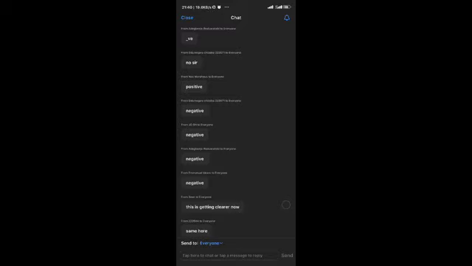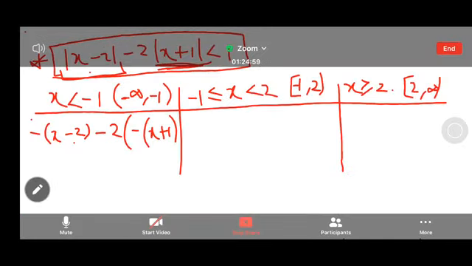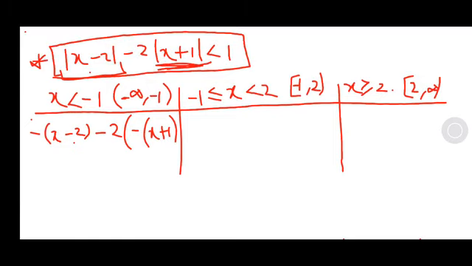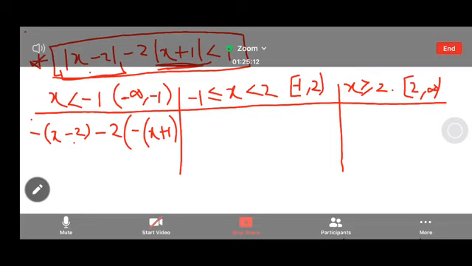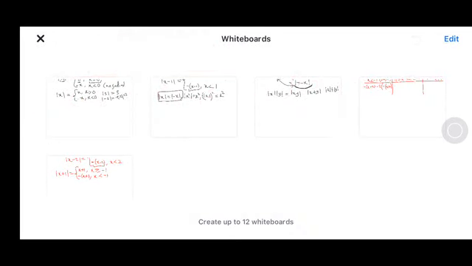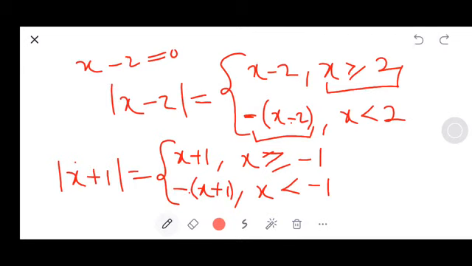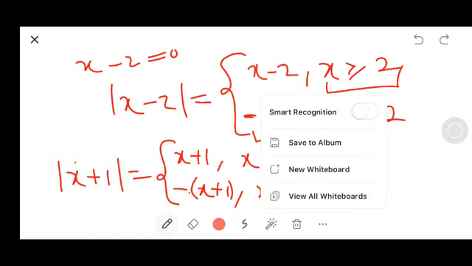Okay, so let me continue. It is negative x plus 1 because in that region x is less than minus 1, and we already know the definition of absolute value of x plus 1. It is positive when x is greater than or equal to minus 1, and negative when x is less. So at that region when x is less than minus 1, we are going to have minus of x plus 1.